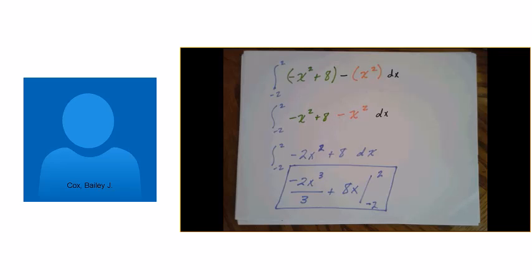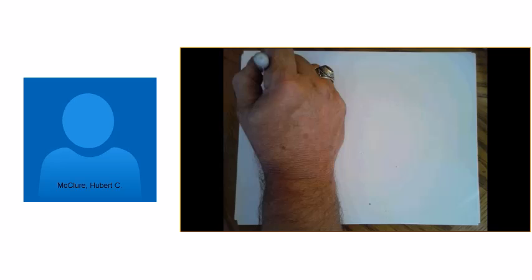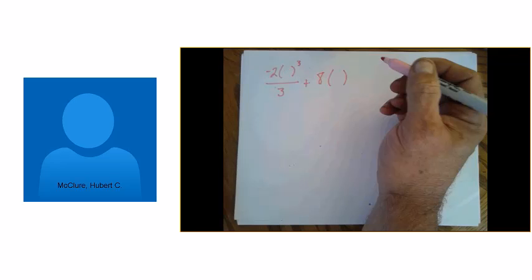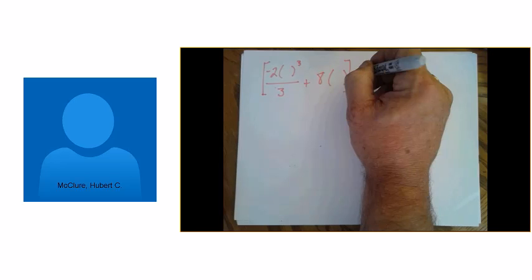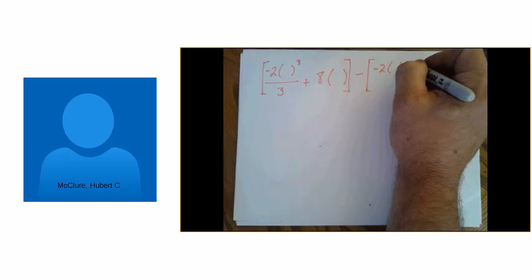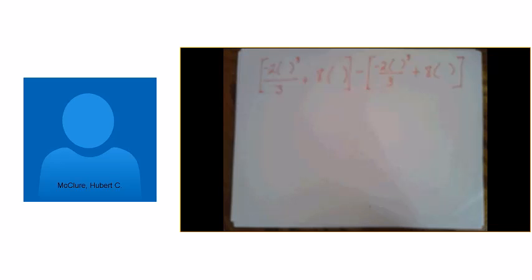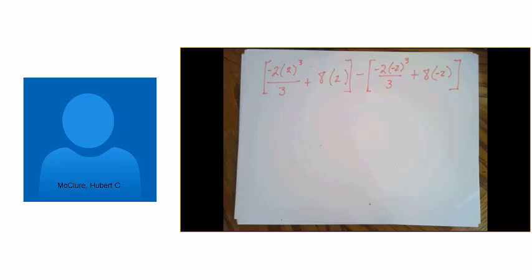Y'all got all that written down? Yes. Okay. So, I'll do it in pink. So that's going to be -2(2)³/3 + 8(2), brackets, minus -2(-2)³/3 + 8(-2), brackets. And I'm going to put a 2 here, and a 2 here, and a -2 here, and a -2 there. Give y'all a couple of minutes.